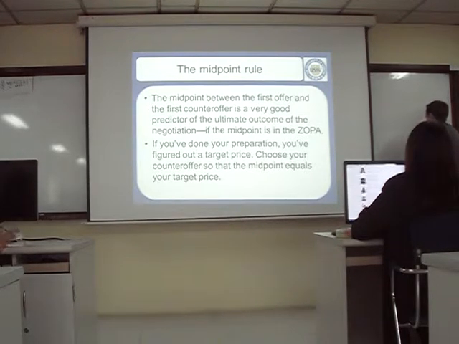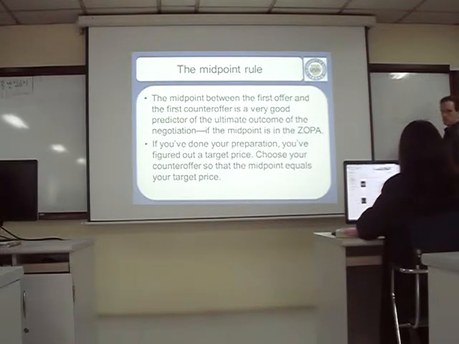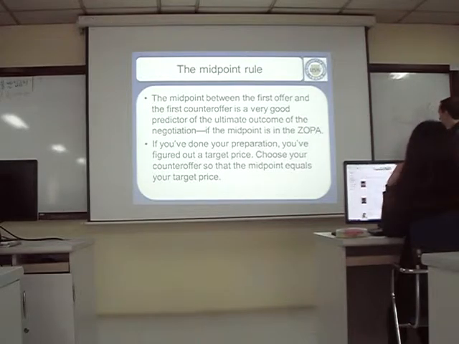Okay? So you say the price 30 and I said price 10 at the start. My first offer, your first offer. Where's the price going to be in the end? 10, 20. That's called the midpoint rule. So the midpoint is between the first offer and the first counteroffer.